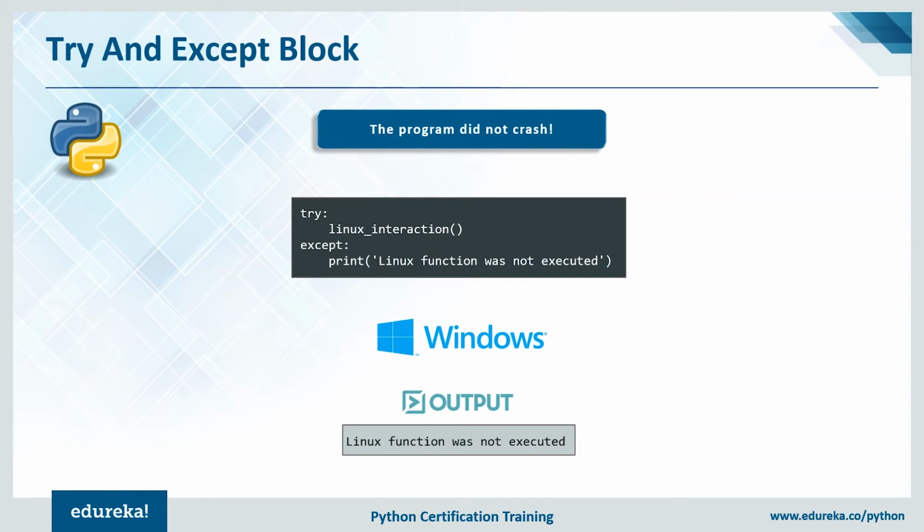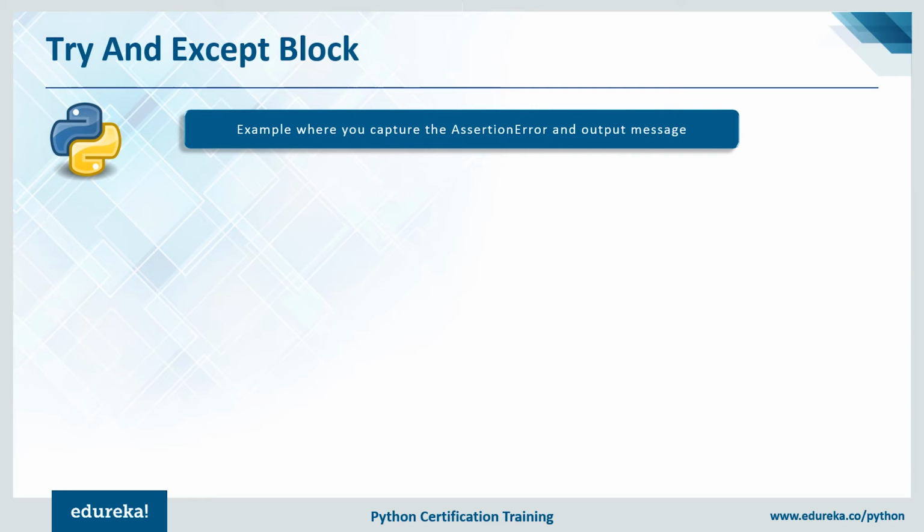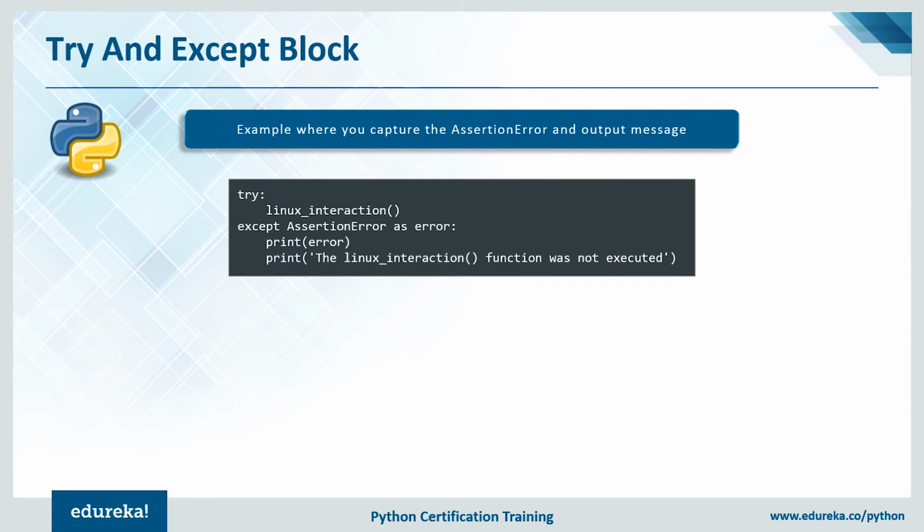Well, what you did not get to see was the type of error that was thrown as a result of this function call, guys. So in order to see what exactly went wrong, you would need to catch the error that the function threw. Check out this piece of code I have for you. Here is where we capture the assertion error and print the output message to the screen. So we have a try block, we have the same function, and we have except as error, right? We're going to print what type of error it is followed by a message for us, right?